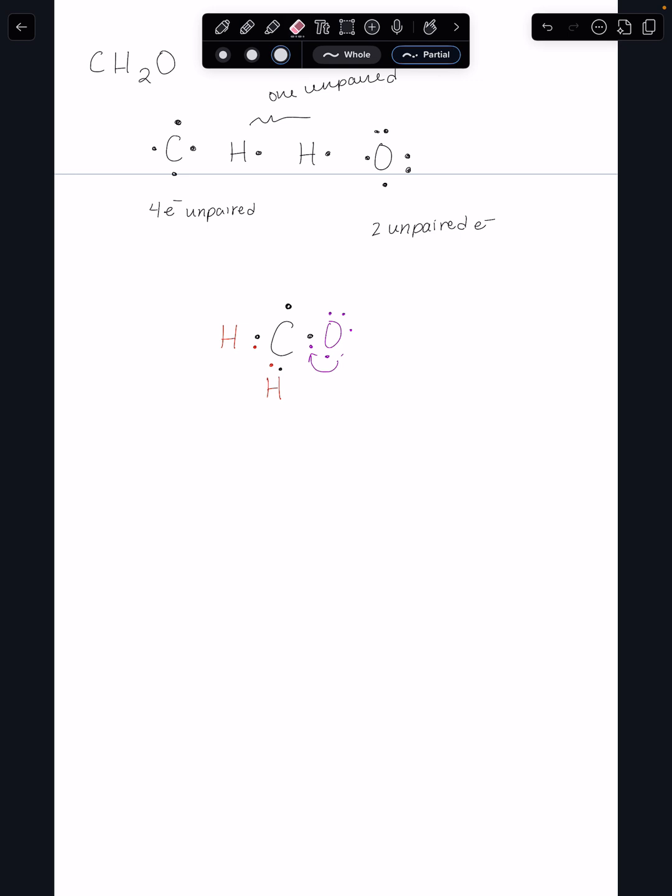Hold on just a second. Let me erase this. I'm trying to think of a good way to explain this before we move on. So each hydrogen has 2 electrons. They're all set. The carbon, though, is still missing 1 up here. You see that?